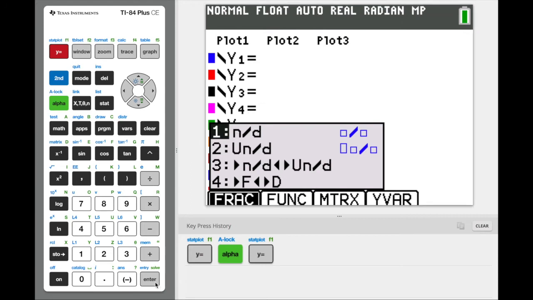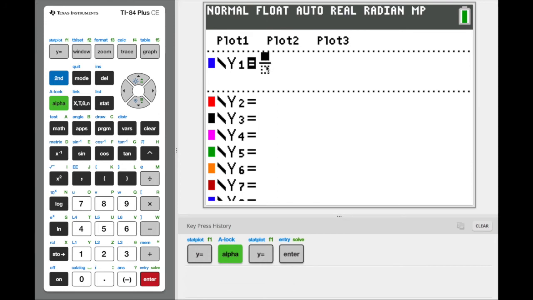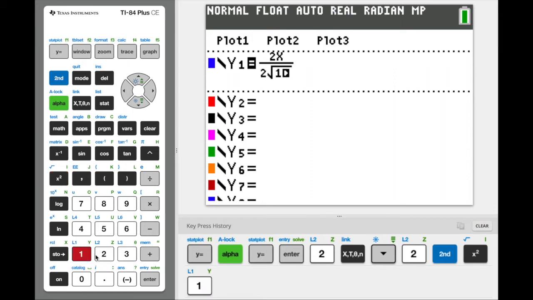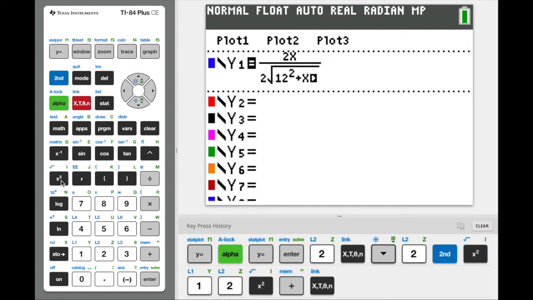So I'm going to hit enter for that. And it's going to give me this nice little fraction symbol so that I don't have to deal with division issues on this. So in the numerator, we've got a 2x. In the denominator, it looks like we've got 2 times the square root of 12 squared plus x squared. So that is all in the denominator.